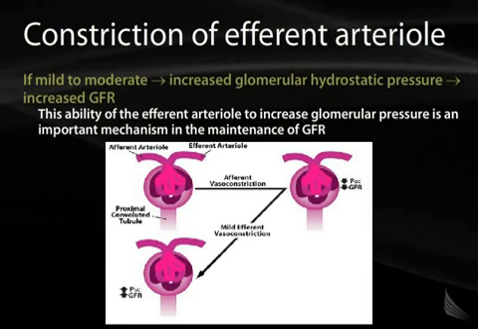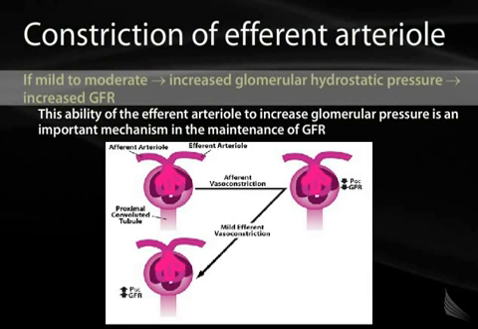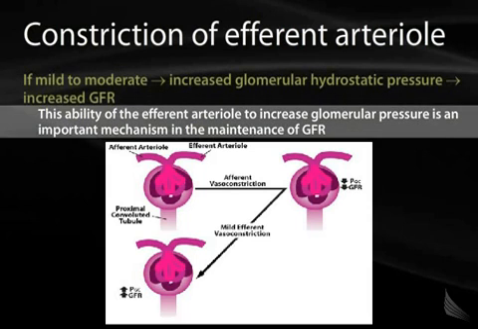However, constriction of the efferent arteriole: if it is mild to moderate, there is increased glomerular hydrostatic pressure, which then increases GFR. This ability of the efferent arteriole to increase glomerular pressure is an important mechanism in the maintenance of GFR when systemic blood pressure, or afferent arteriolar blood flow, goes down. This serves as a compensatory mechanism to maintain GFR even when overall circulation is low.